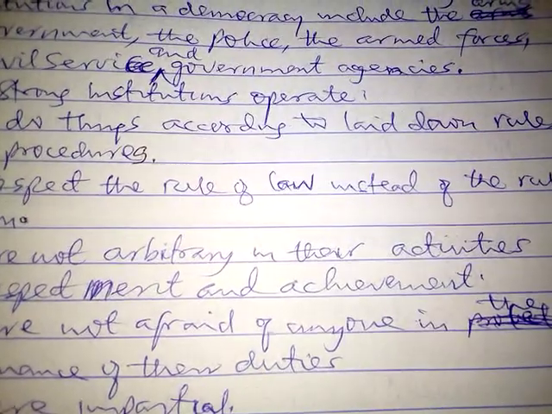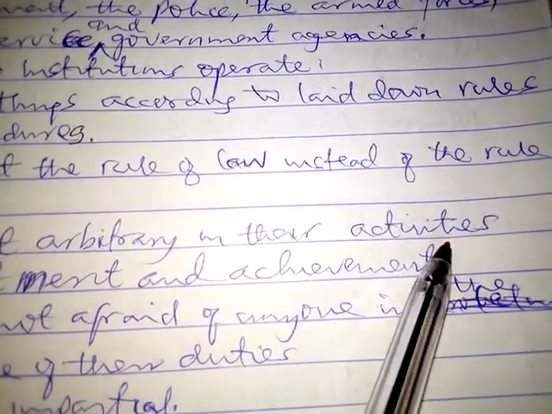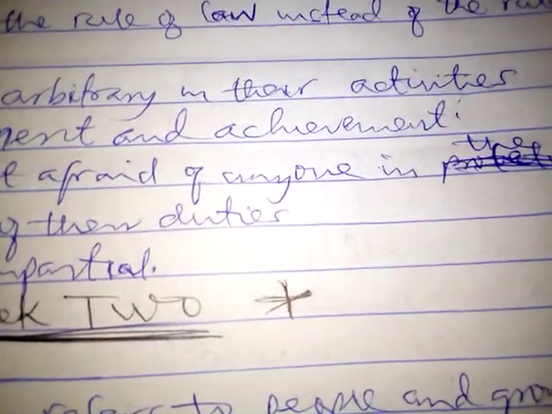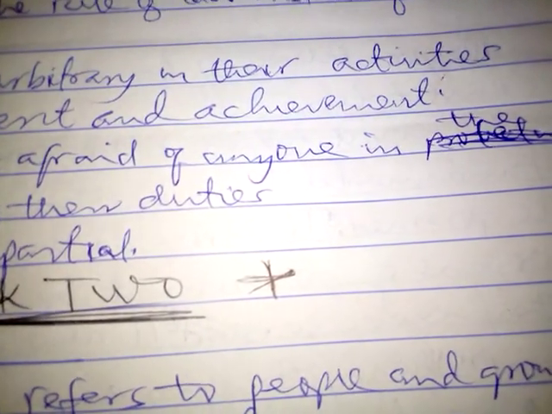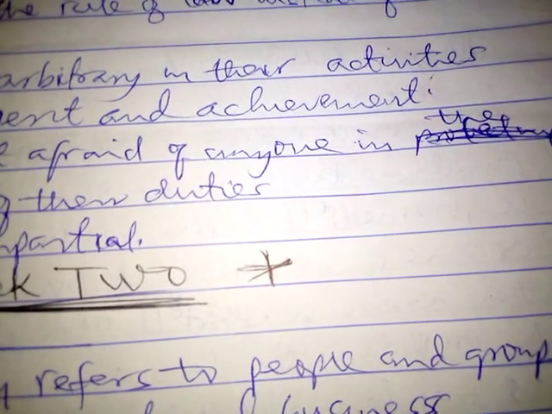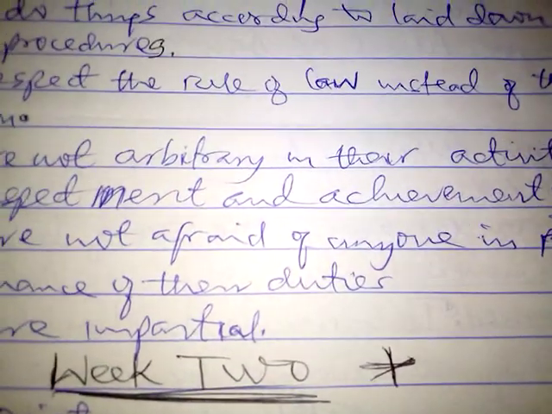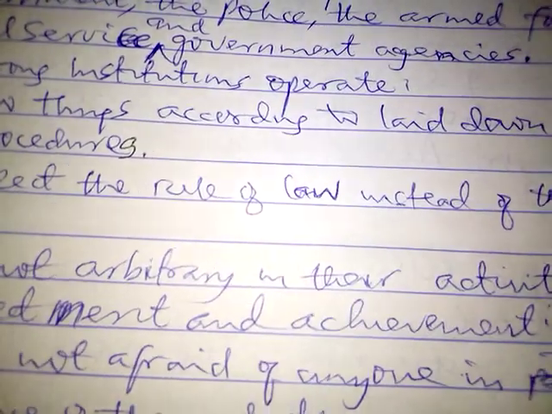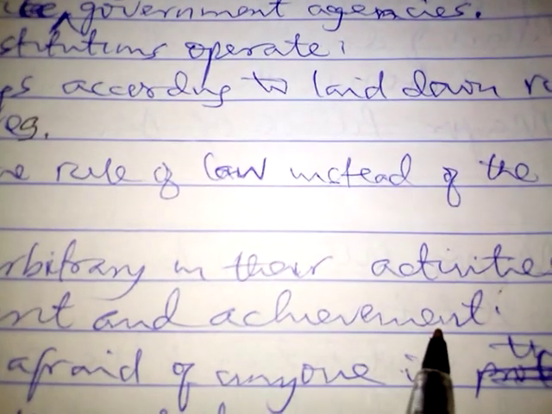Next is that strong institutions are not arbitrary in their activities. Being arbitrary means coming up with anything at any time without following the due process of the law, without looking at what the Constitution has said. Just beginning to do anything you like. That is arbitrary action.